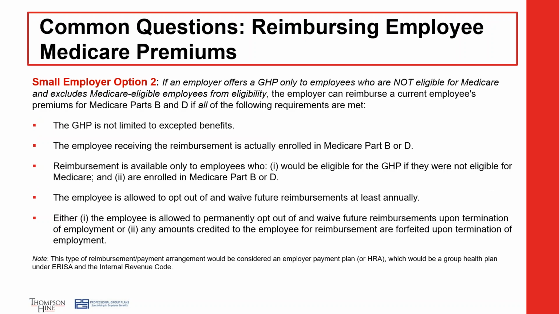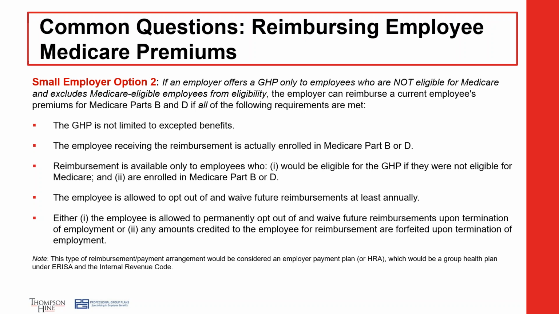Now here's a different option. In this case, the employer offers a group health plan only to employees who are not eligible for Medicare, and they've excluded the Medicare eligible employees from eligibility. In that case, the employer can reimburse the employee's premiums for Medicare Parts B and D if the group health plan that's offered to non-Medicare eligible individuals is not limited to excepted benefits. Again, it's generally a major medical plan.